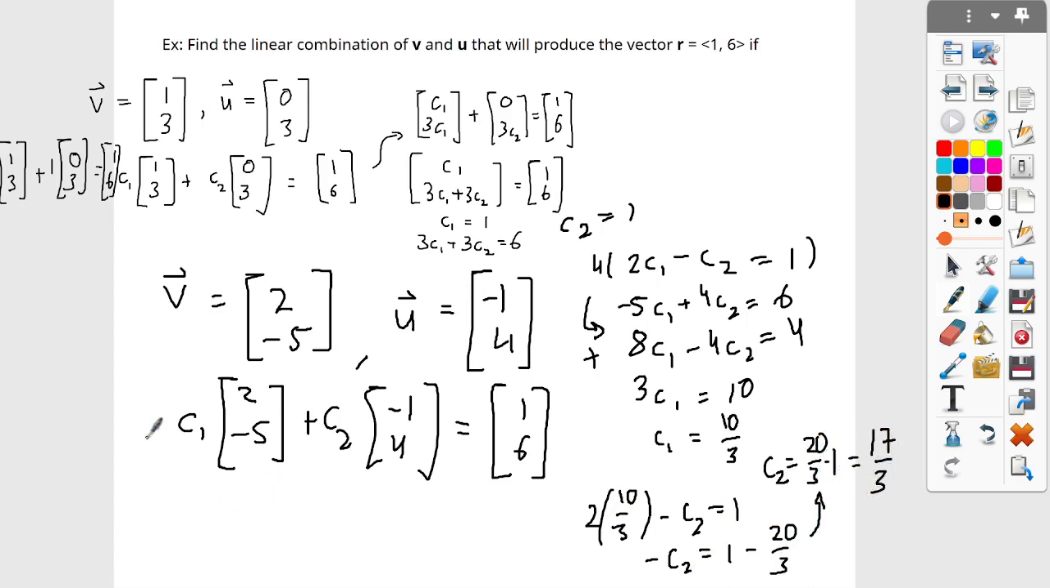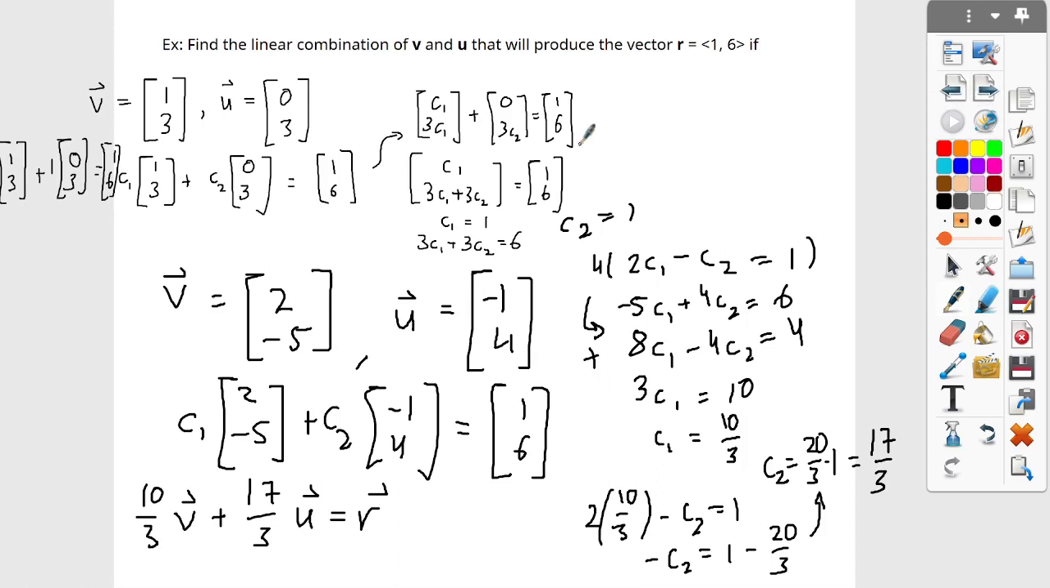So how you'd write this is 10 over 3 times the first vector plus 17 over 3 times the second. You could also write it as just 10 over 3 times v plus 17 over 3 times u is equal to r, or 1, 6, whatever. And that's the linear combination right there. It's c1 times v plus c2 times u is equal to r.